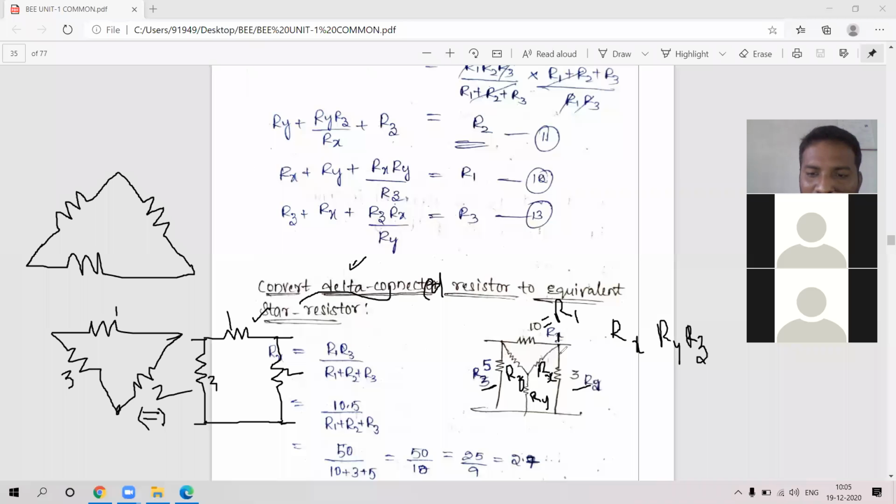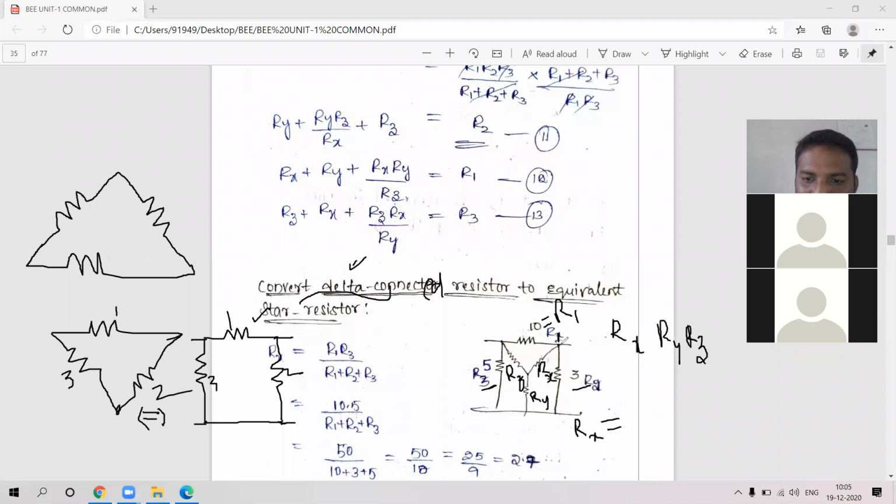And we know that this is a star connection. Now we know the formula for Rx. Rx is the unknown value. For that star connection, what are the delta connected resistors? They are 10 ohms and 3 ohms. They are looking like series or parallel, no? So parallel. How do you tell it is parallel?